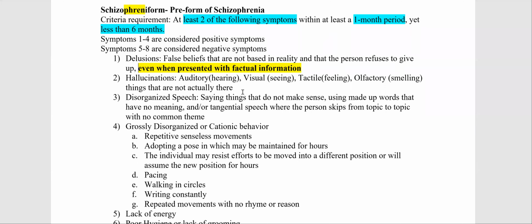And again, things that are not actually there. Disorganized speech, saying things that do not make sense, using made-up words that have no meaning, and or tangential speech where the person skips from topic to topic with no common theme. It's difficult to keep up with what they're seeing and what they're saying.